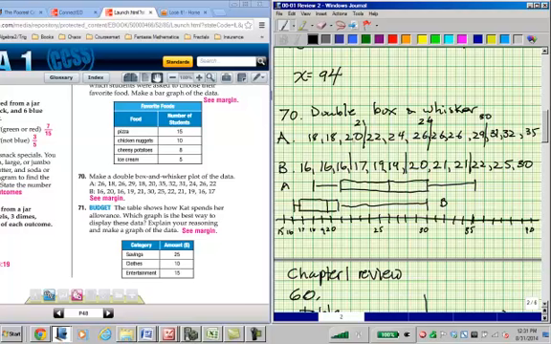Here's 1, 2, 3. Each one has 12. 1, 2, 3, 4, 5, 6. So the 2 numbers in the middle are 26 and 26. 1, 2, 3, 4, 5, 6. So here's 6 to the left and 6 to the right. The 2 numbers in the middle are both 26. So the median is 26 plus 26 divided by 2, which is 26.